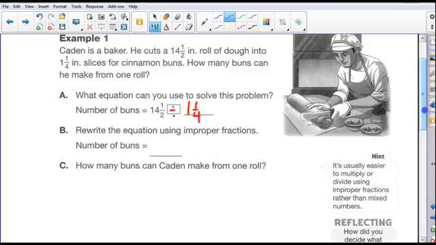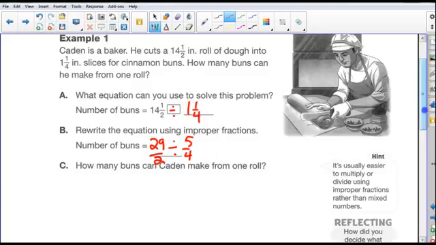Okay, so it says rewrite the equation using improper fractions. Because we have to take 14.5 and divide that by 1 1/4, the best way to do that is to go from proper fractions to improper. So the first one, 14.5, we take 2 times 14 is 28, plus 1 is 29. So 14.5 is the same as 29 over 2. Divide that by 1 1/4. Well, let's convert 1 1/4 into an improper fraction. 4 times 1 is 4, plus 1 is 5, 5/4. So we have 29 over 2 divided by 5/4.